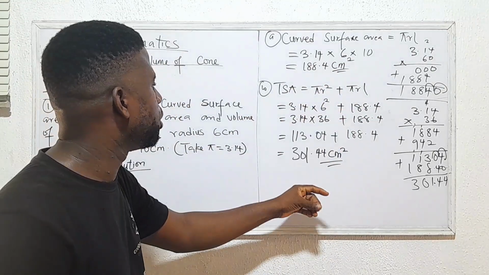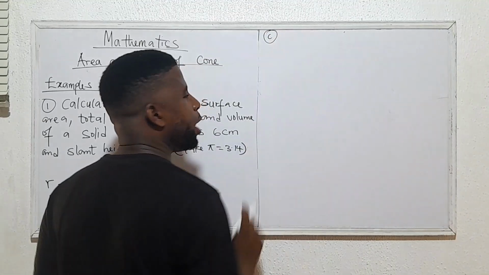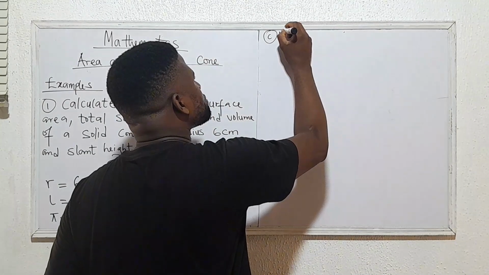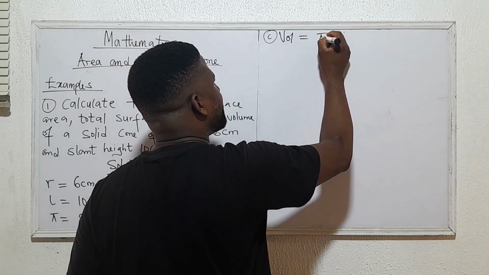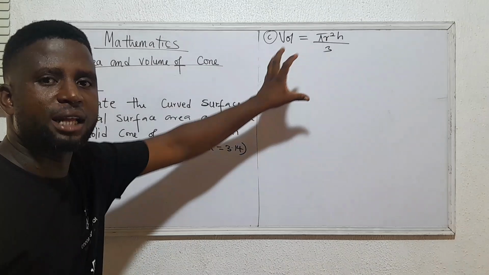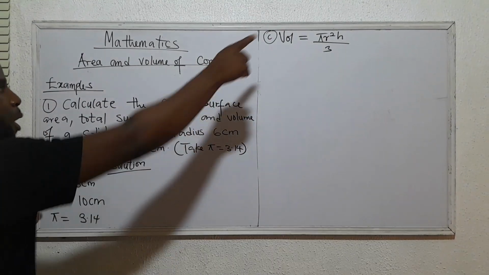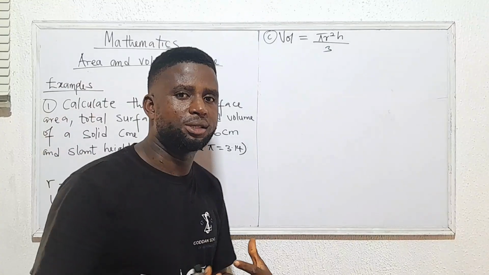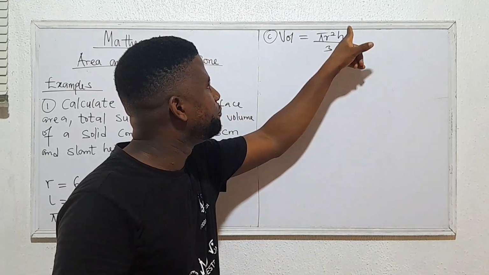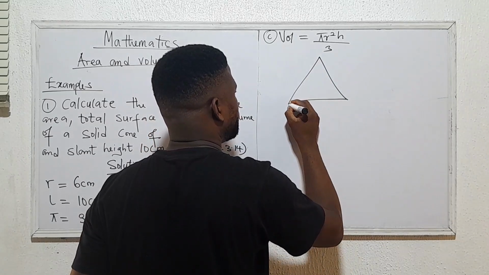the total surface area to be what? 301.44 centimeter square. See, we're asked to find the volume of the cone, right? And the formula to find the volume of the cone is equal to pi r square h over 3. Now, if you look at the parameters given, we were given pi, we were given radius, but we were not given height. Now, which means that for us to find the volume of the cone, we must first find the value for the height.